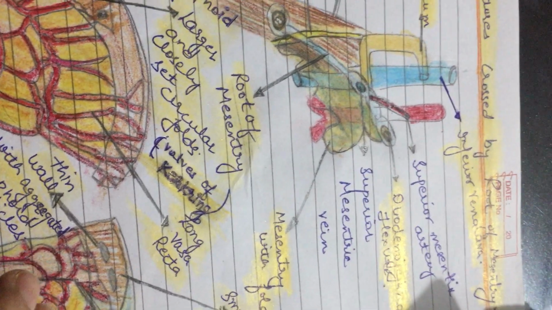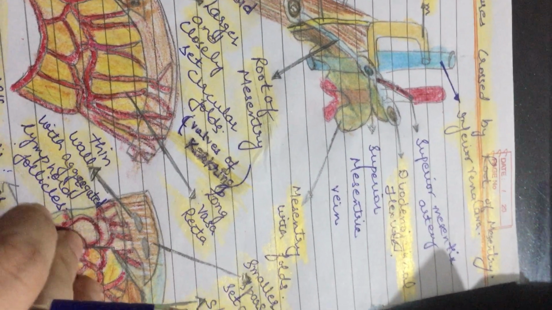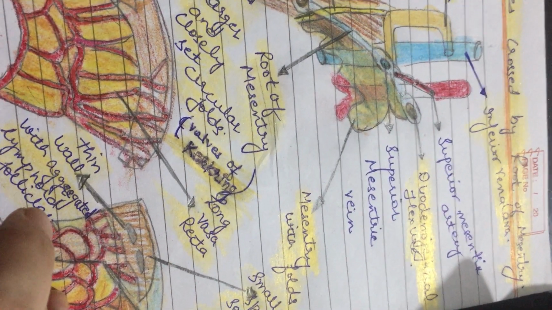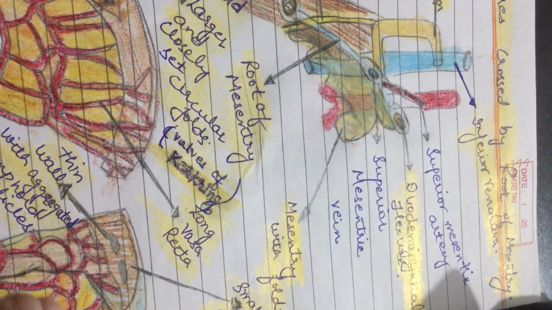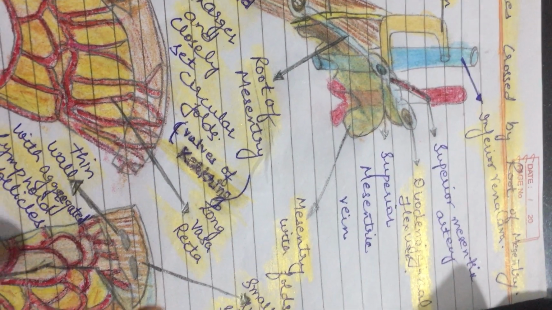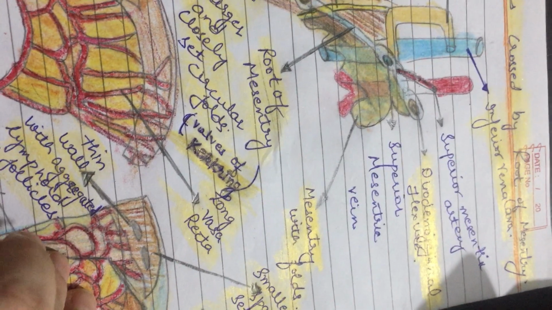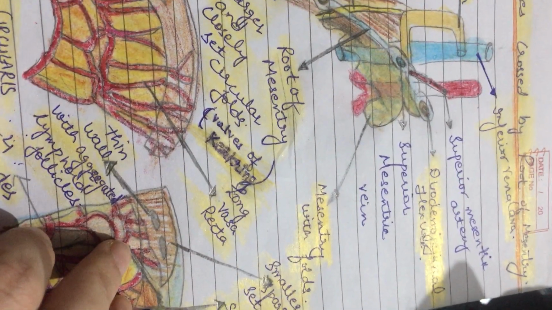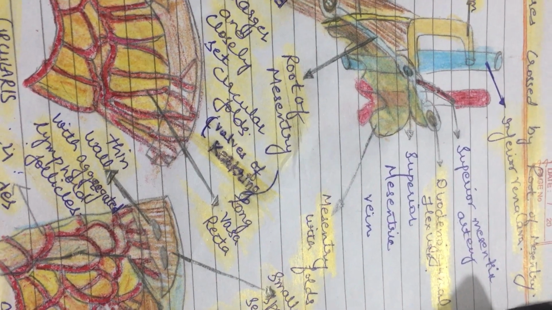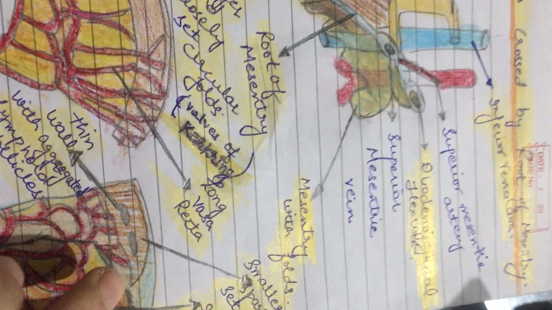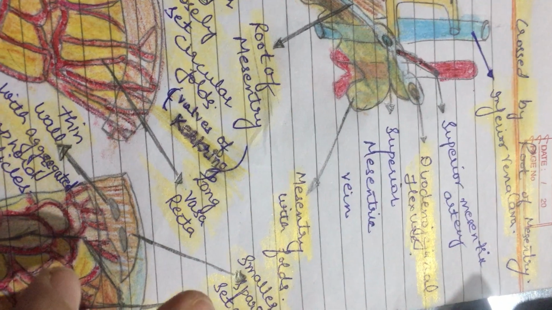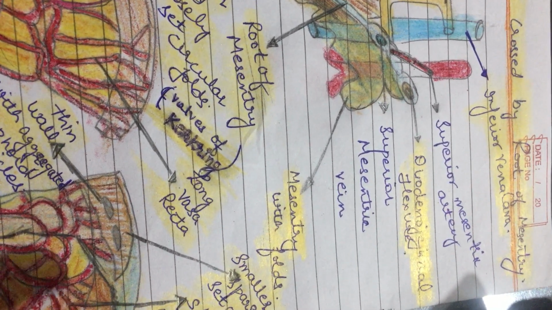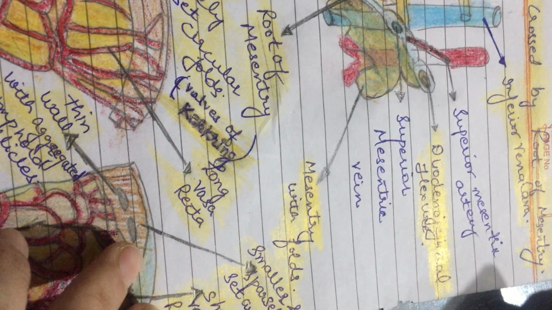Now, arterial supply. Arterial supply to the jejunum and ileum is derived from jejunal and ileal branches of the superior mesenteric artery, right? The duodenum receives its blood supply from the arteries of the foregut, and that will be discussed separately in the lecture on the duodenum. Now, lymphatics. The large lymphatic vessels form at the mesenteric border and pass to the mesenteric lymph nodes.